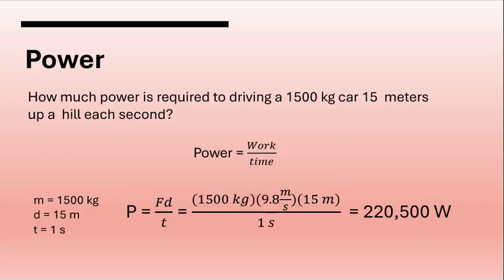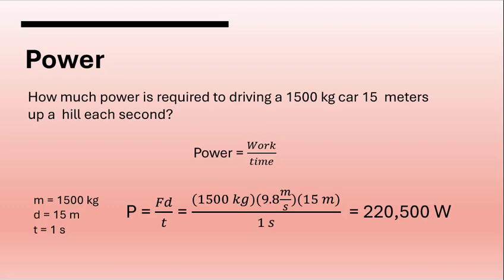And so here's an example for you, once again with cars. How much power is required to drive a car that has a mass of 1,500 kilograms 15 meters up a hill every second? So every second it's going to cover 15 meters. And so if we use the idea that power is work over time, we're going to go back a little bit and look at work as force times distance, because that's the information we have in here. We don't have the information to use kinetic energy, but we do have the information for work as force times distance.